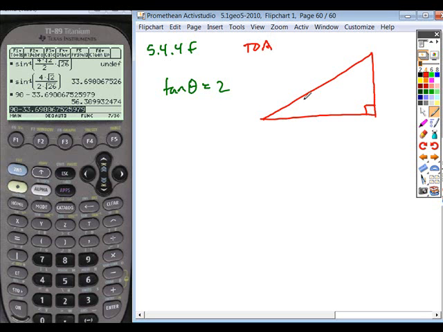So if you just assign one of these acute angles to be theta, your unknown, your ratio is 2. Opposite is 2, adjacent is 1. Again, think of everything in terms of a fraction. And then to solve for the remaining sine and cosine values, you need to complete your right triangle.